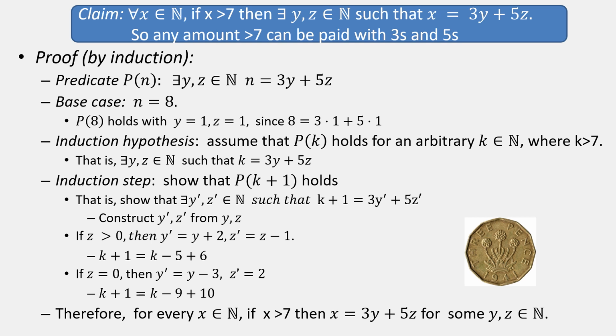And we are done, because either we have 5s or we don't have 5s to make up k. In either case, we can construct a representation of k plus 1 as the sum of 3s and 5s. That finishes the proof of the induction step, and by induction we conclude that for every x that's greater than 7, x is equal to 3y plus 5z for some y and z which are natural numbers.